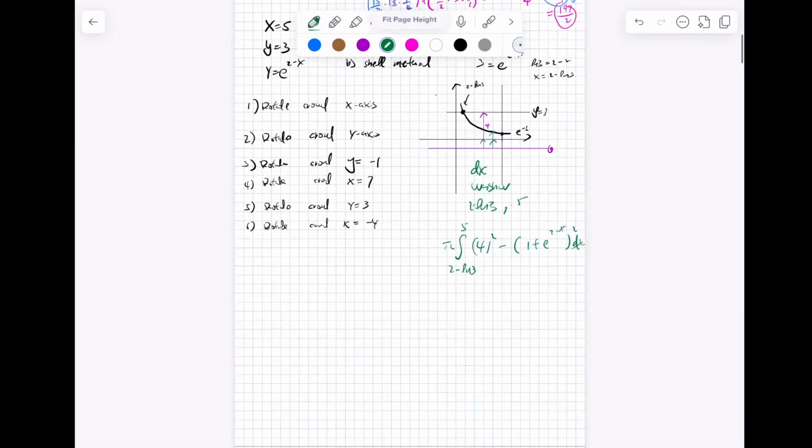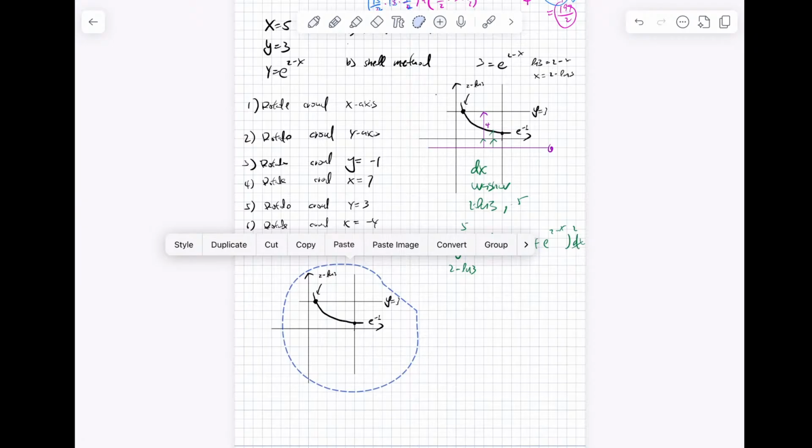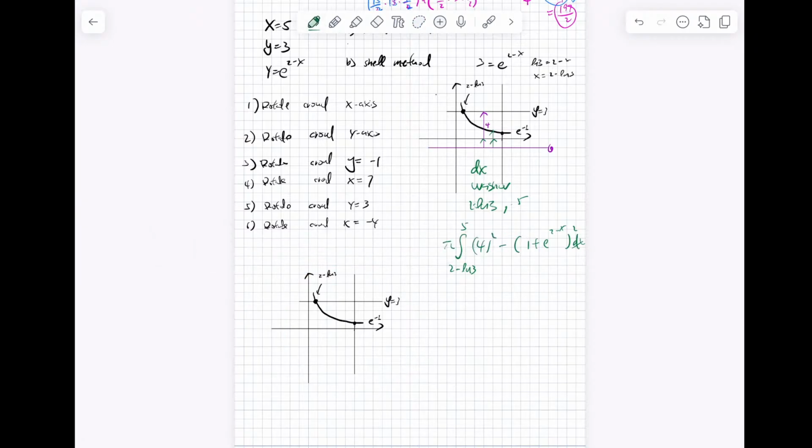The problem is the shell. The shell has different rotation, so I'm going to draw it here. It's rotating here.